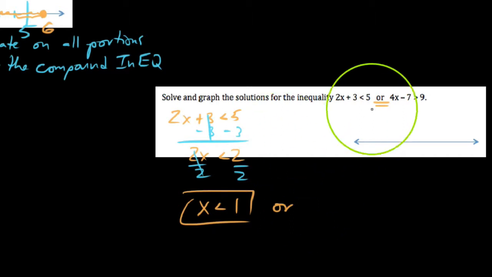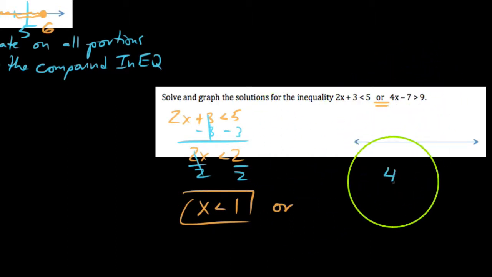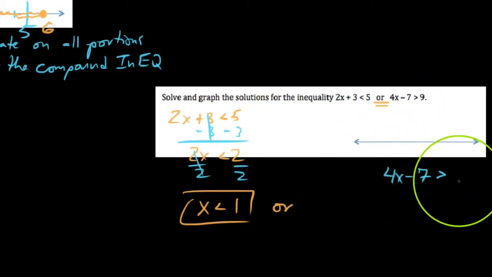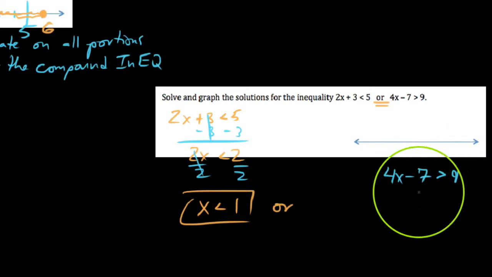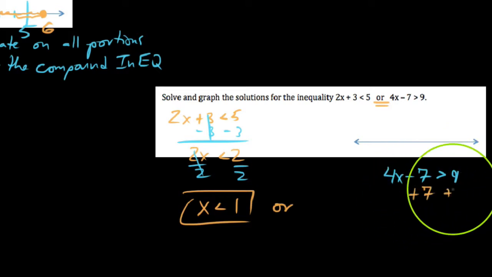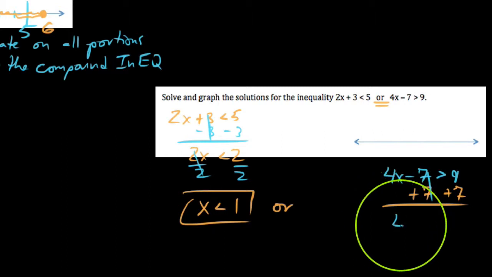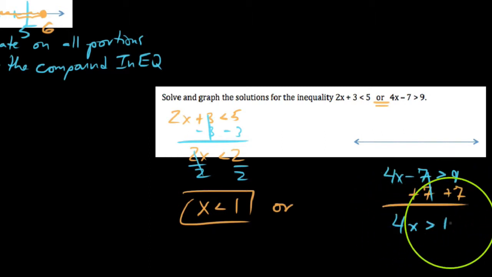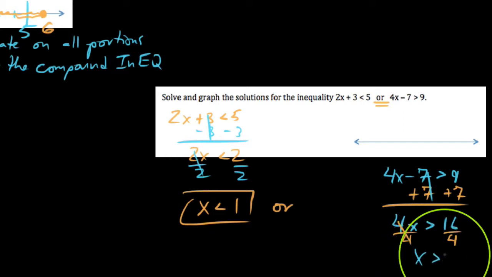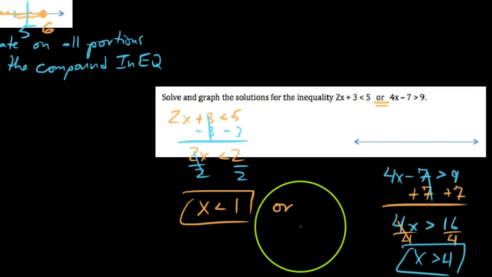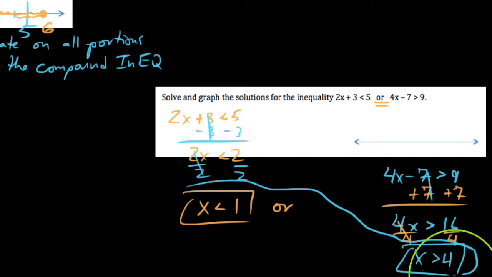I'm going to write or as well. But over here we're going to say, well, then we also had 4x minus 7 is greater than 9. And then we say, okay, well, isolating this, we'd add 7 to both sides. And we'd end up with 4x is greater than 16. We'll go ahead and divide everything by 4. So we get x is greater than 4. So in this case, I'm going to put that there. And so this is our entire compound inequality here.